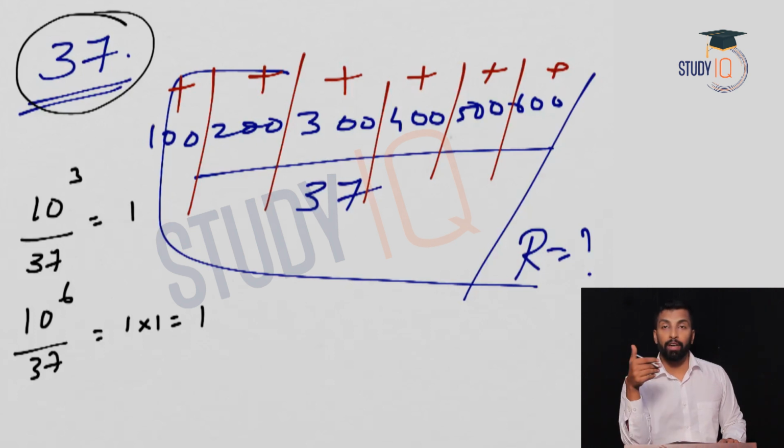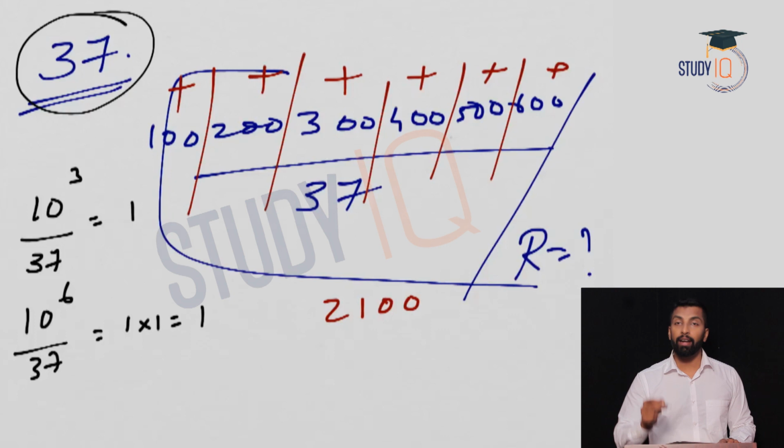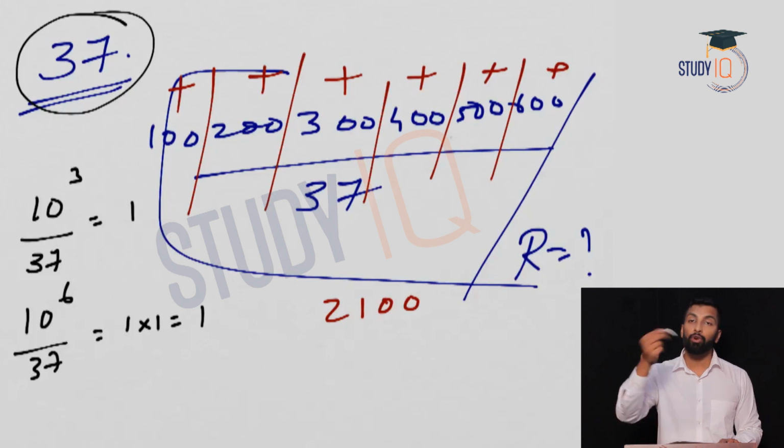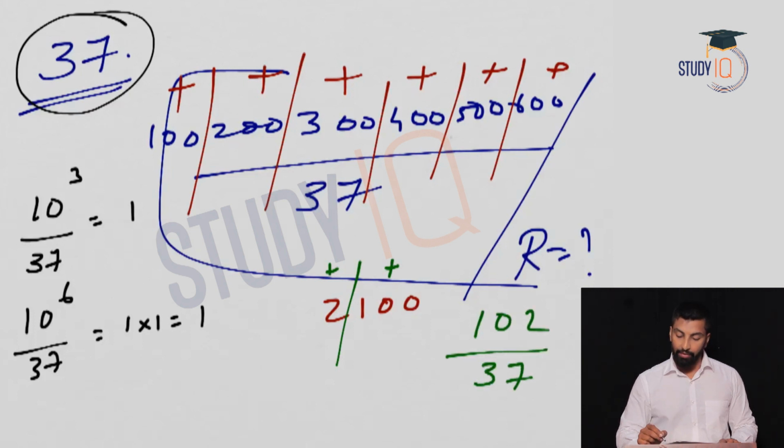So 100 plus 200 plus 300 plus 400 plus 500 plus 600, you get 2100, right? That's what you get. Now 2100 you need to divide by 37. So you can even simplify this. Again you group into groups of 3. That means this is plus, this is also plus. So this becomes 102. You divide this 102 by 37, see what is the remainder. So I hope you understood.